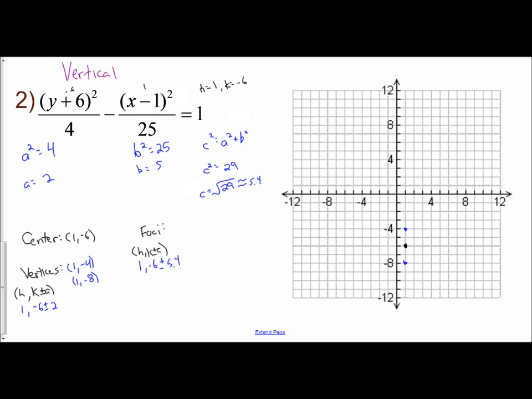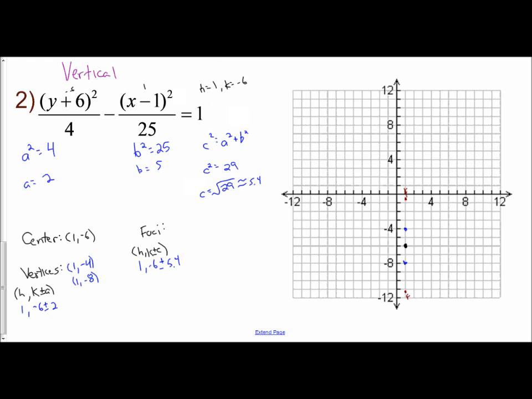So if I'm going to graph these, I would go 5.4 units from the center up and down. So 1, 2, 3, 4, 5. So 5.4, a little under halfway. And so there is one of the foci. Go down 1, 2, 3, 4, 5, and a little under halfway, there is the coordinate of the other focus. And so put an F there so we know that is the coordinates of the foci.